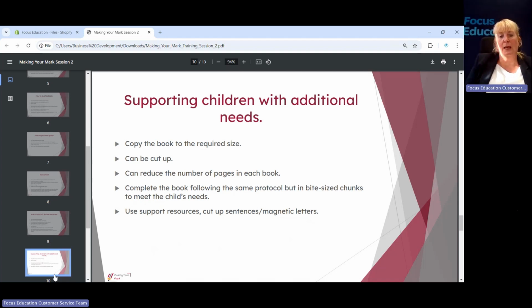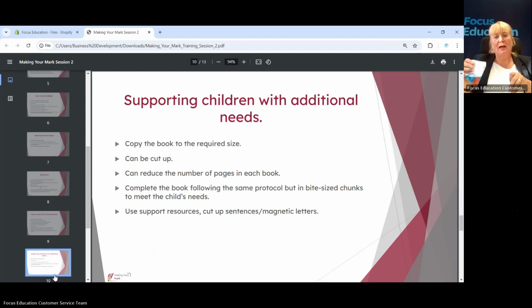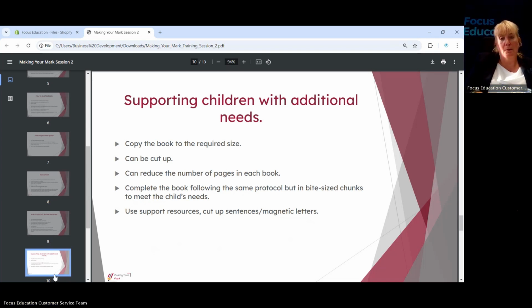It's all about making it bite-sized enough for your children, so that, again, children feel success. They feel, yay, I can do this. I'll be honest with you, the magnetic bit is a little bit time consuming, but once it's done, it's done. And I've got mine in a box, and it clearly states on it, for making your mark, please do not use. And I don't let anybody use them for anything else, because it is a little bit time consuming. But my children who were struggling found this really, really helpful.